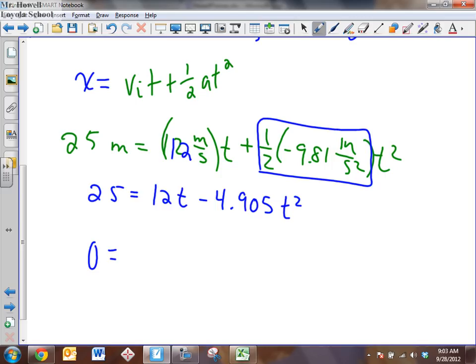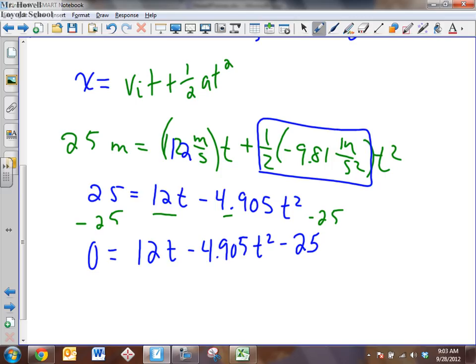And right now it's going to look messy, and I'm going to rearrange it, but just so you can see, this is what I have right now. Again, I'm subtracting 25 from both sides. And I can't subtract 25 from either of these two terms because they have t's in them. So I just tack it on the end.